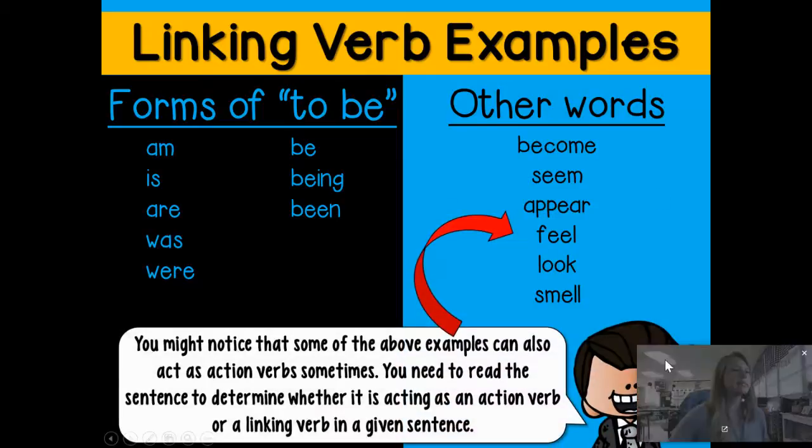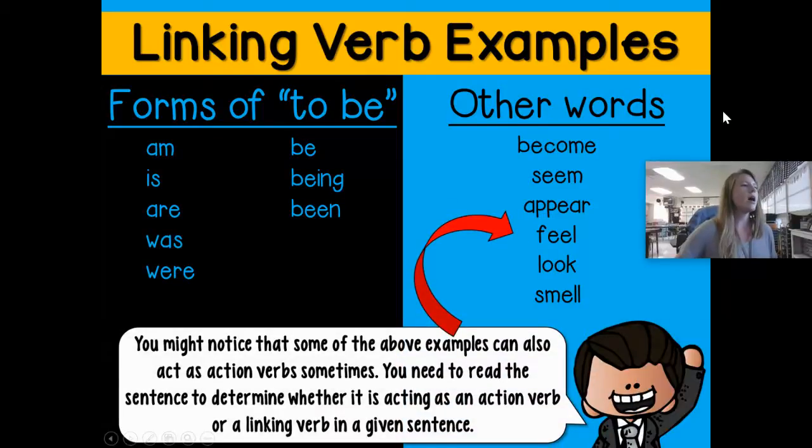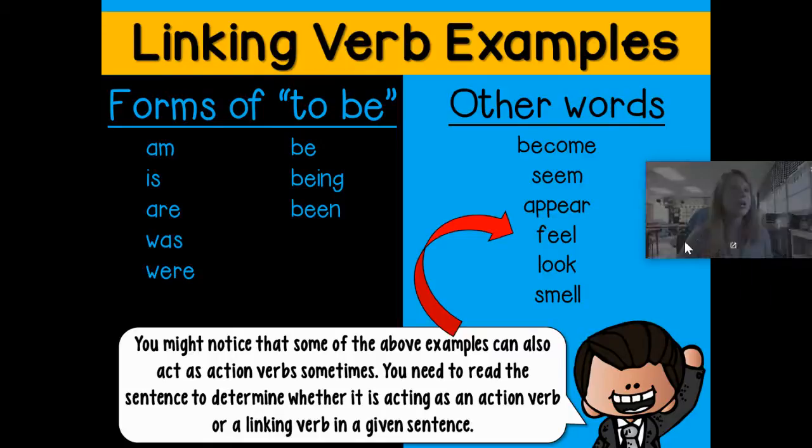You might notice that some of the examples also act as action verbs, like feel or smell. You need to read the sentence to determine whether it is acting as an action verb or a linking verb. So you don't just look in the sentence and say, okay, it's that word. You've got to read the whole sentence and make sure it makes sense with the entire sentence.